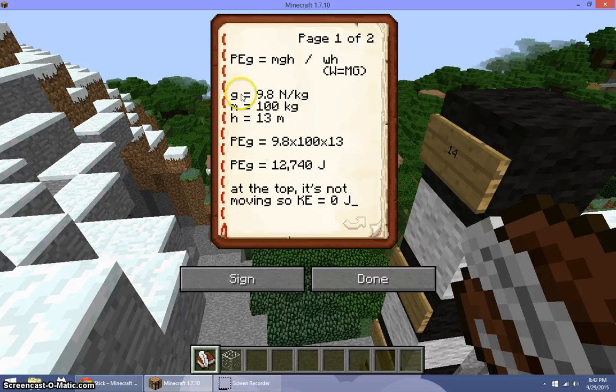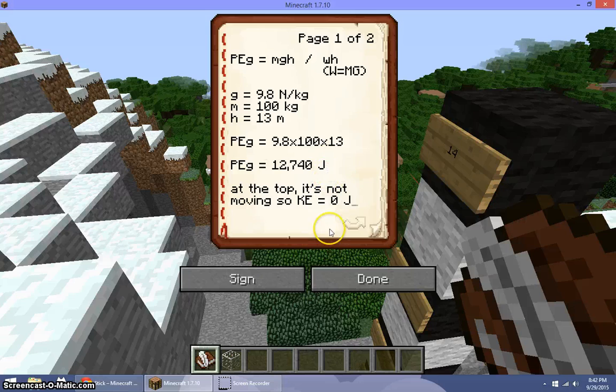So let's say our gravity is the same as Earth, 9.8 newtons per kilogram. Let's say that my mass here is the mass of an average person, roughly 100 kilograms. We're just going to do some rounding, and my height is 13 meters off the ground. So I can calculate my potential energy by just using this formula, mass times gravity times height. So I got 9.8 times my mass, 100 kilograms, times my height, 13 meters, and that goes to 12,740 joules.